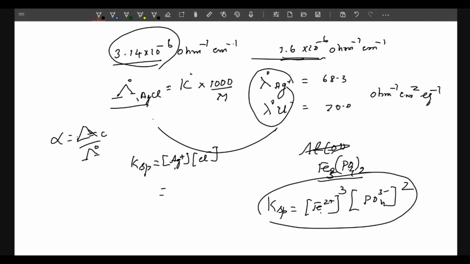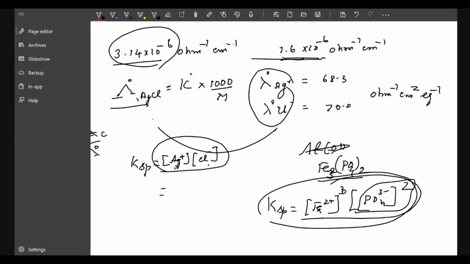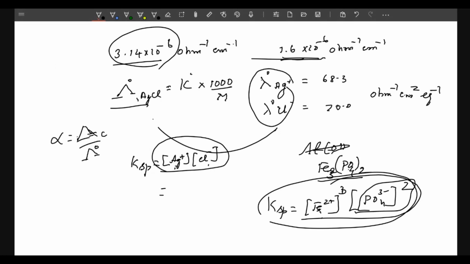Here, the solubility product is one concentration into another concentration. Here, the solubility product is 3 concentration of iron 2 plus and 2 concentration of phosphate. Therefore, 5 concentration terms are there. Find out and tell me whether the solubility product is having any unit or not. Do you give any unit for the solubility product? Or do you think there should be some unit for the solubility product?